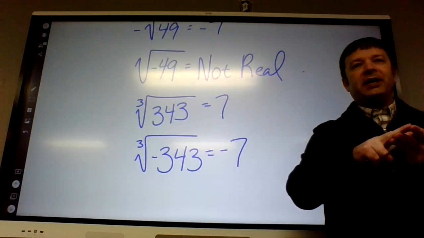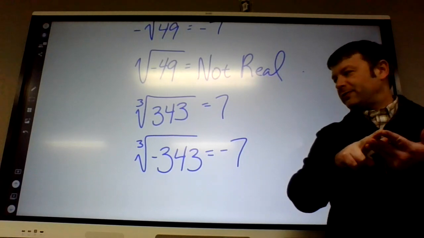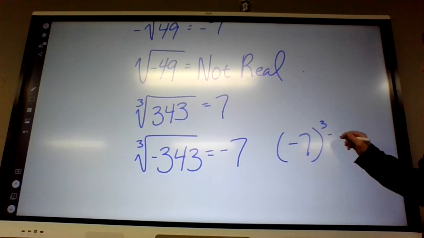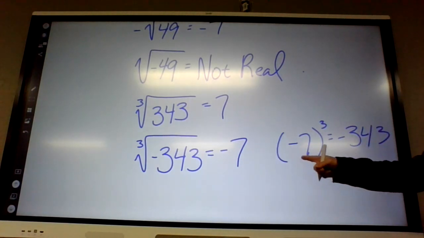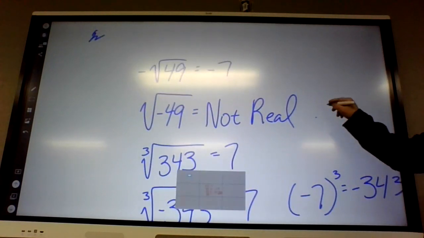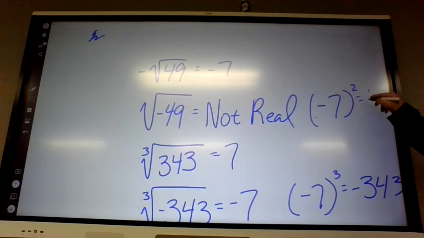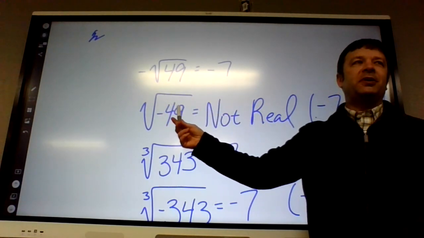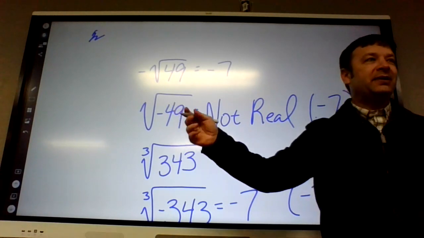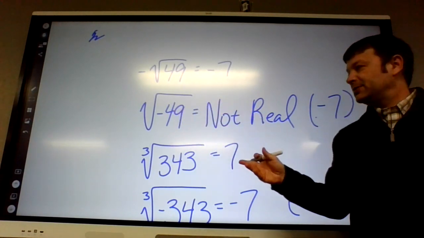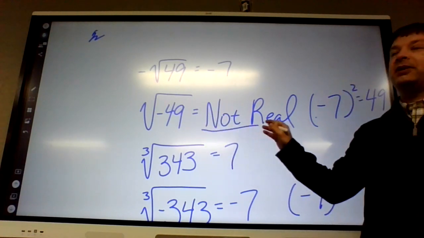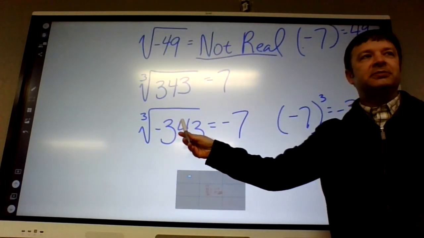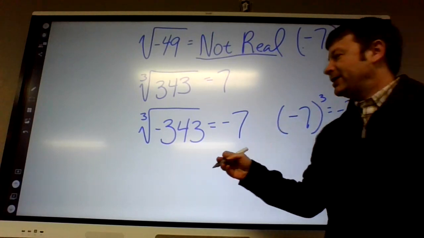Okay, when you multiply 3 negatives together, what do you get? Negative. So negative 7 to the third is negative 343. So that works. But negative 7 squared is positive 49, so this one doesn't work. Your calculator just says error. Don't write that down. We're going to put not real. But if it's a cube root, we're going to put an answer.